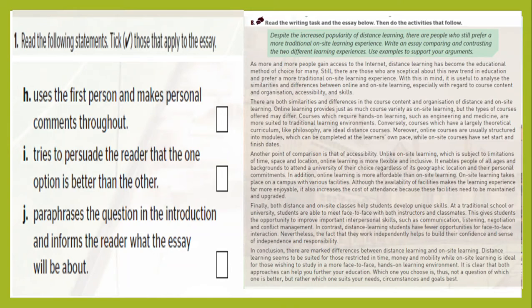The writer uses the first person and makes personal comments throughout, tries to persuade the reader that one option is better than the other, paraphrases the question in the introduction and informs the reader what the essay will be about. Which one applies to our essay? Yeah, that's right. Paraphrases the question in the introduction and informs the reader what the essay will be about.